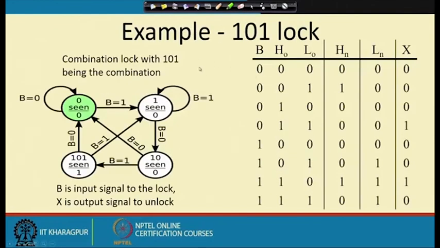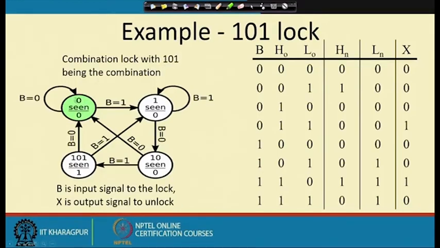Another example that we will look into is the 101 lock. So, this 101 lock is like this. Whenever this pattern 101 is observed, the lock is said to be open.